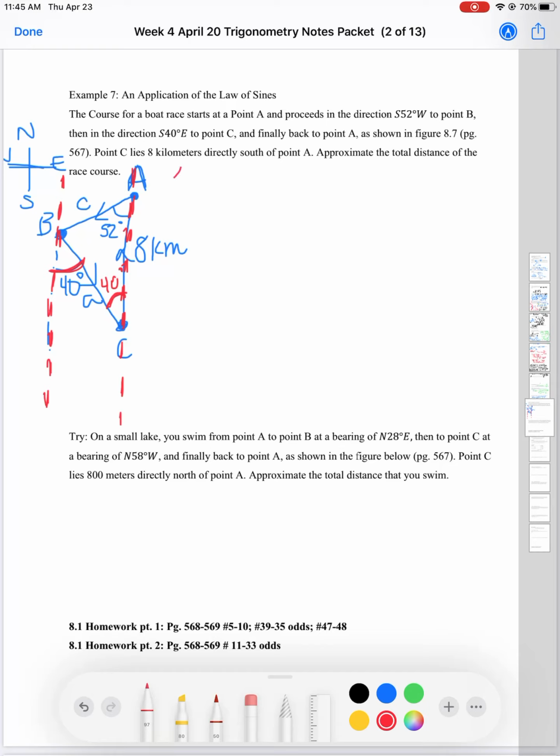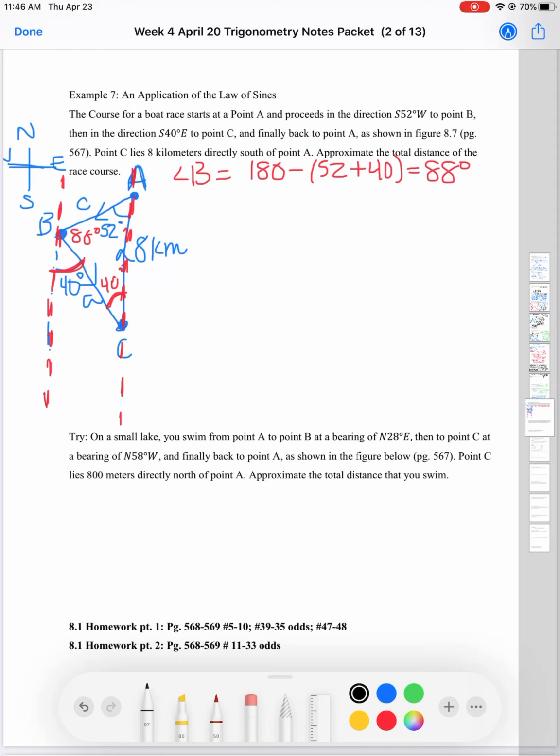And since we know angle C is 40 degrees, angle B has to be 180 minus 52 plus 40 degrees, which would give us 88 degrees. So angle B is 88 degrees. So now that we have all of our angles, it's going to be pretty easy for us to find side A and side C.